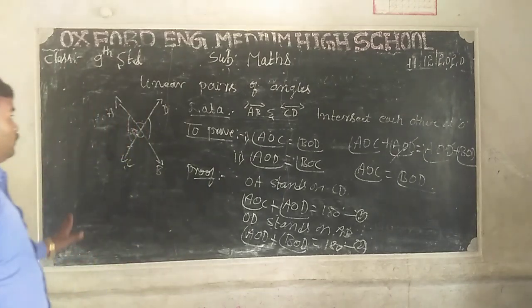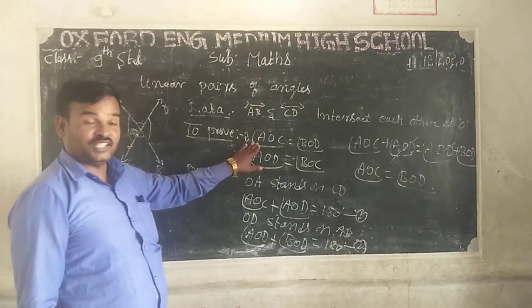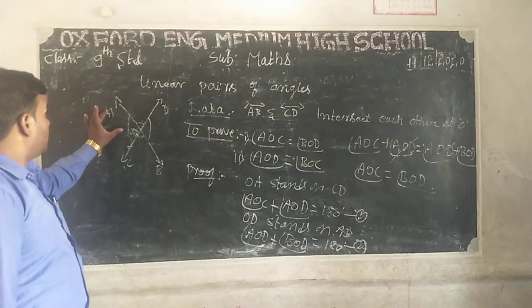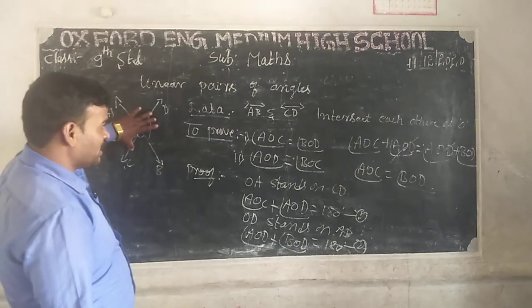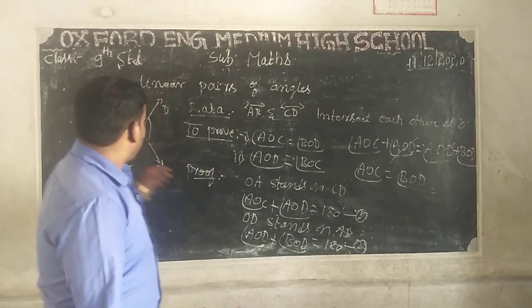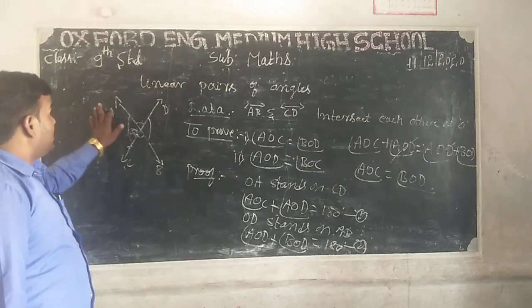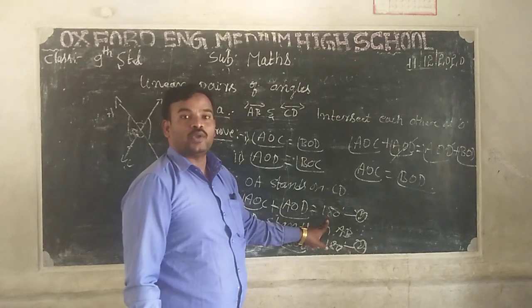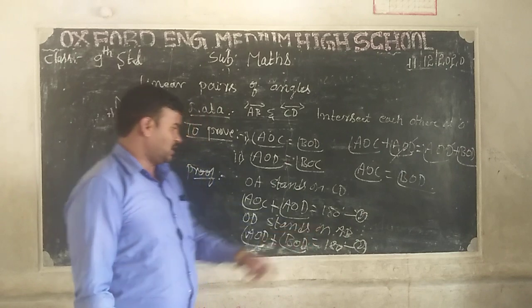So this proof is very simple. We have to prove the first pair of angles, that is AOC is equal to BOD. AO stands on CD. Therefore, it forms two angles which are AOC and AOD. AOC plus AOD is equal to 180 degrees.